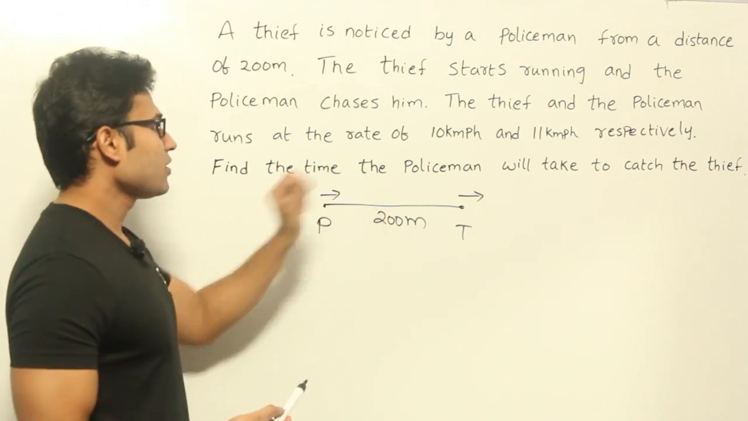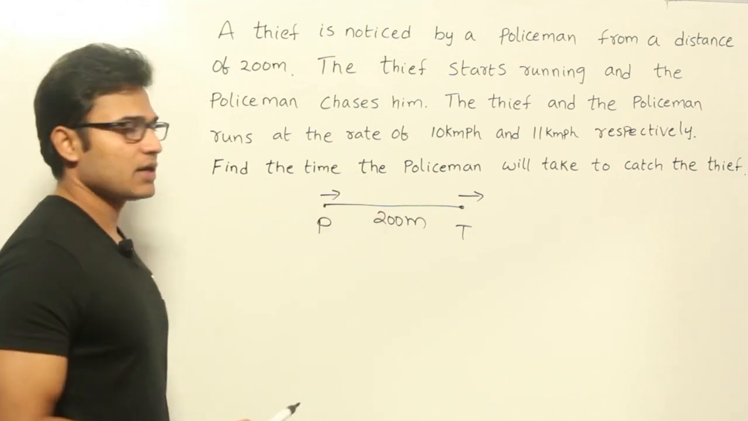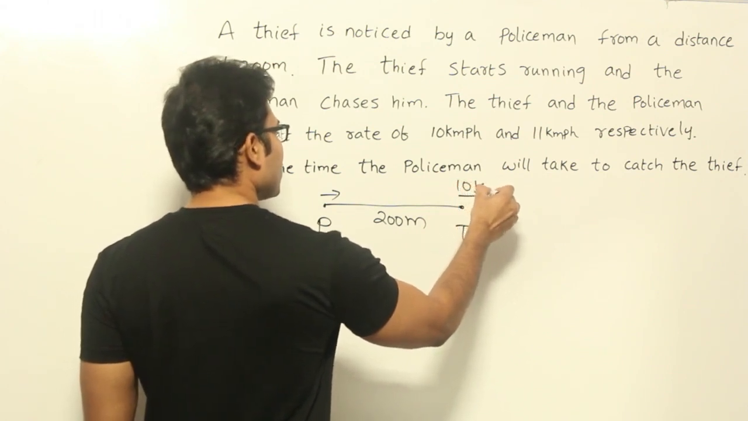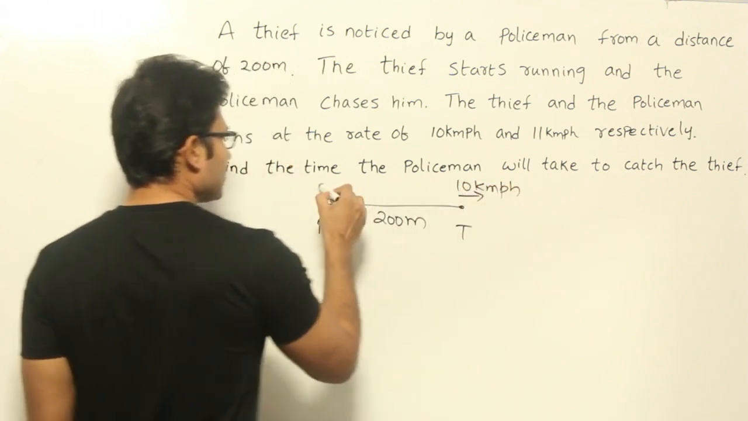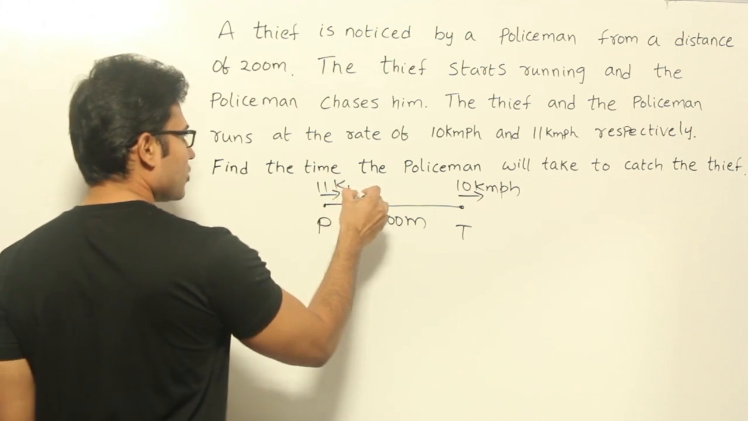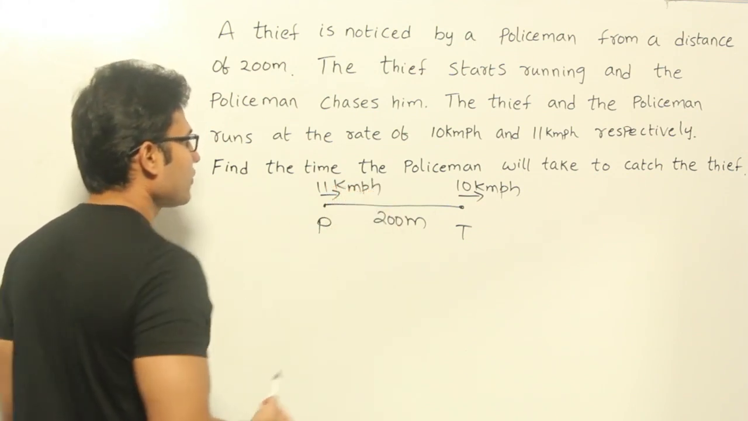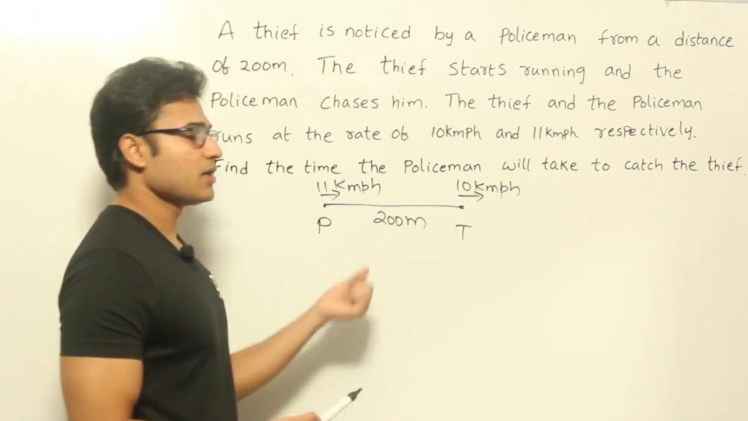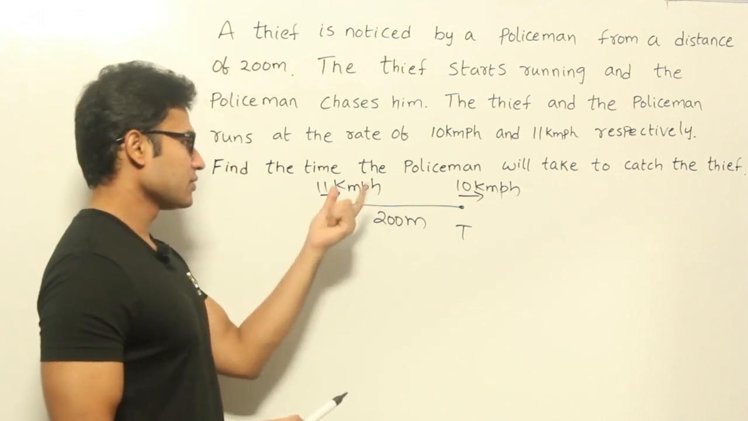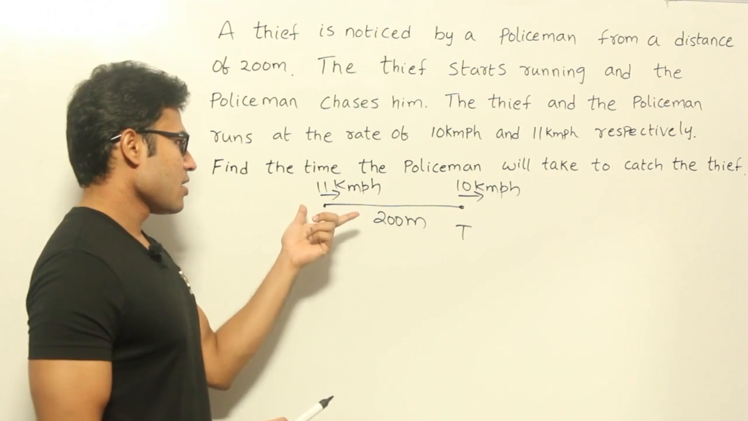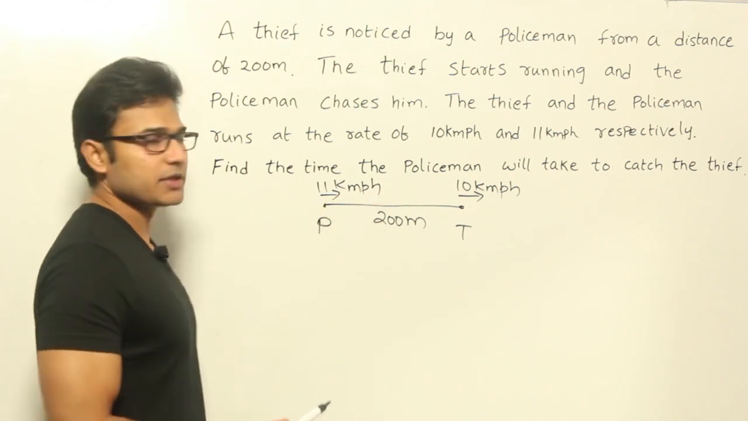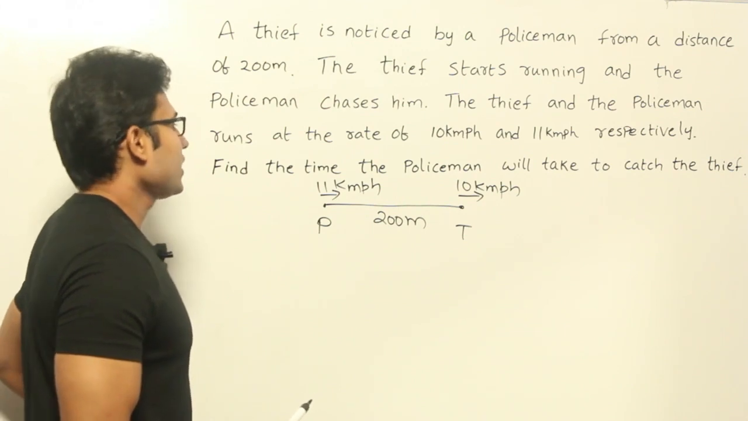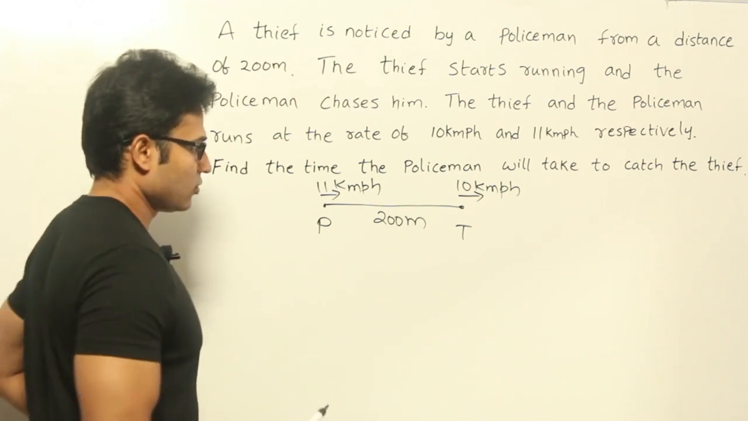The thief and policeman are running at a speed of 10 kilometers per hour and 11 kilometers per hour, which means thief is going to have a speed of 10 kilometers per hour and the policeman is going to have a speed of 11 kilometers per hour, right? Now definitely policeman is going to catch thief after some time. Why? Because both are running in the same direction and policeman's speed is greater than thief's speed. Okay. And now they are saying that find the time the policeman will take to catch the thief.